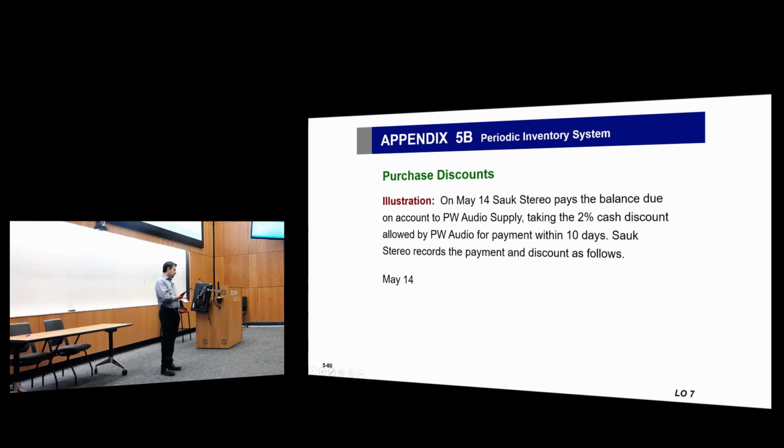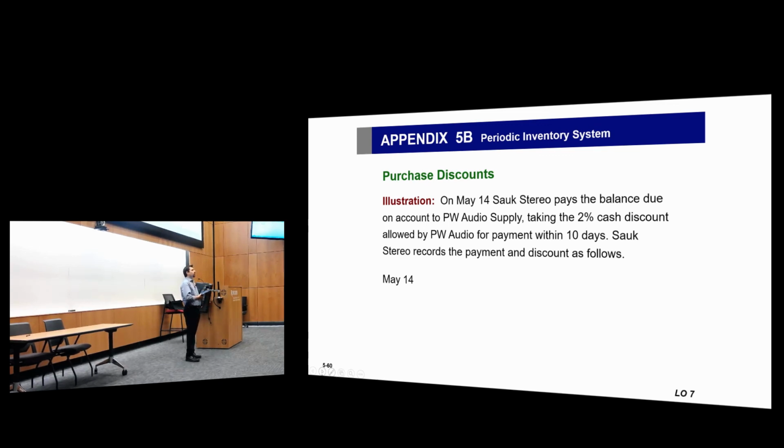On May 14th, South Stereo pays the balance due on account to PW Audio Supply, taking the 2% cash discount allowed. So they took advantage of the discount. How much cash did the company pay? It's $3,500 minus the 2% discount, which is $70, right? So this is the amount of cash. It's going to be cash.